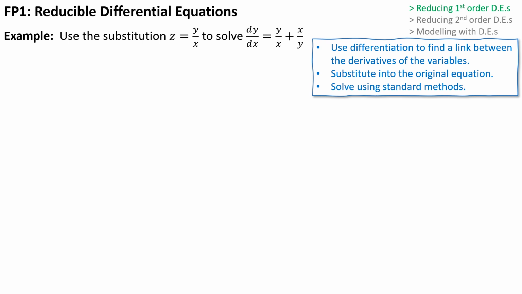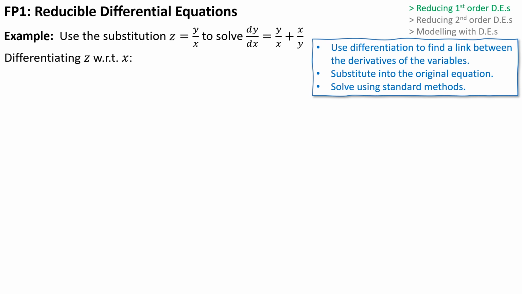If you've got an integral with a dx, the first thing you do with substitution is find the link between dx and du if you're making a u substitution. And it's the same thing here. Here's how you might go about this initially. You might decide that you need a link between the derivative of z and the derivative of y. So we differentiate z with respect to x.